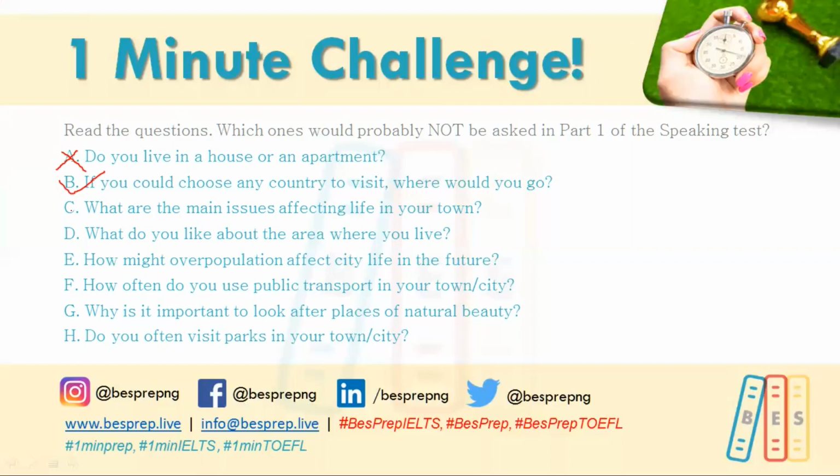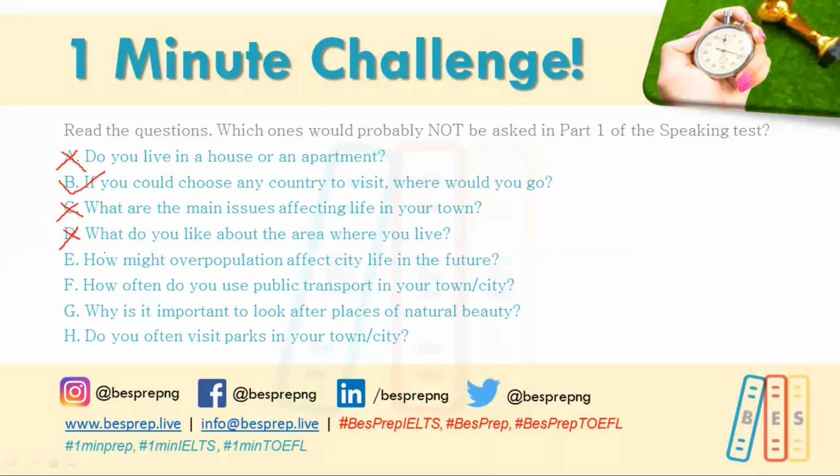The next one is, what are the main issues affecting life in your town? That is definitely a part 1 question because they're asking you about your town. So this is not the answer to the question. Okay, so the next one here is, what do you like about the area where you live? Still talking about where you live. It could be your town, it could be the country you're currently living in, whatever. So this is a part 1 question, so it's not the correct answer.